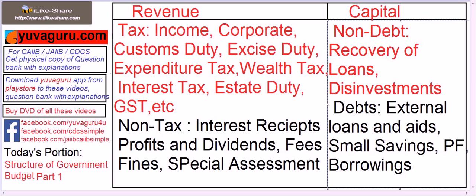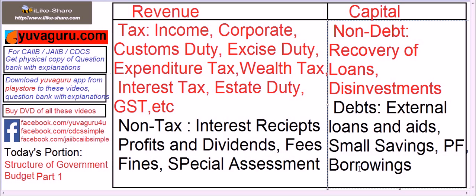Under capital, non-debt: recovery of loans means the loans which the government has given to others, the recovery of that, plus disinvestments. Disinvestment of assets: all the stocks which the government has, it can sell off to the common public. If the government wants, it can issue bonds, but those bonds would come under debts. So the debts are external loans and aids which the foreign governments and the IMF give. Small savings means the savings which we do, and PF, that is a loan to the government.